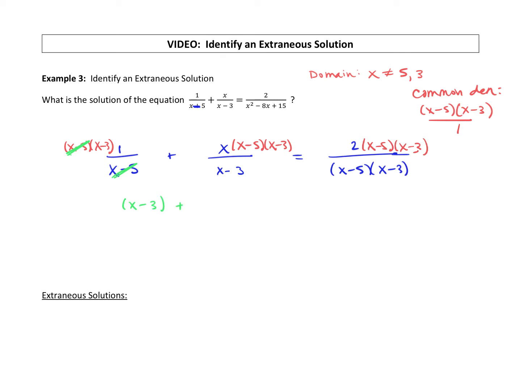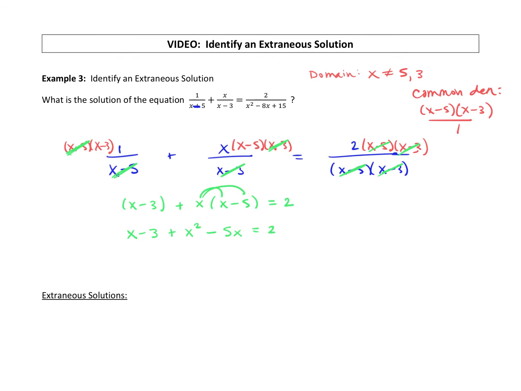Plus, now the second fraction, the x minus 3's will cancel, leaving you with an x times x minus 5. In our last fraction, our x minus 5's cancel and our x minus 3's cancel, leaving us with just a 2. And now this is the equation we have to solve. So the x minus 3, we're just going to carry down. I can see we have some distributing to do with the x. So x times x is a positive x squared, so plus x squared. x times negative 5 is a minus 5x, equals 2.